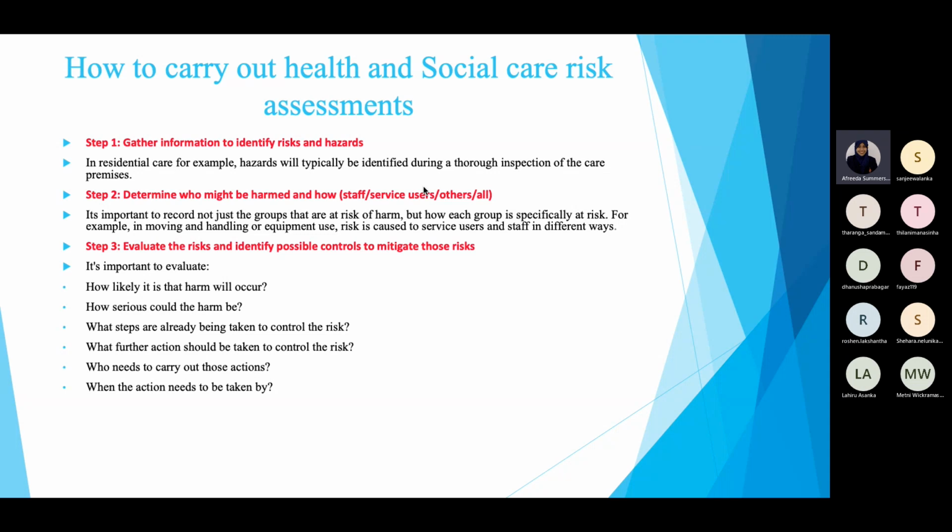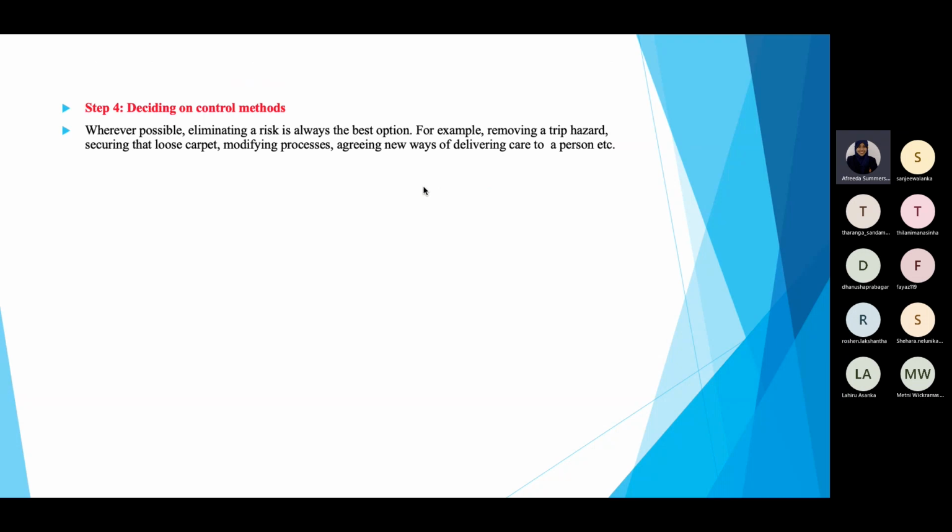So in different situations, how immediately you need to act is very important. And the fourth one is deciding on the control method. Wherever possible, you need to eliminate the risk; that is always the best option. It's just like, don't wait for the damage to happen. Mostly, if I come to Sri Lanka, we all saw from 2020 where Sri Lanka was heading. We all knew that we were going to come into this situation.